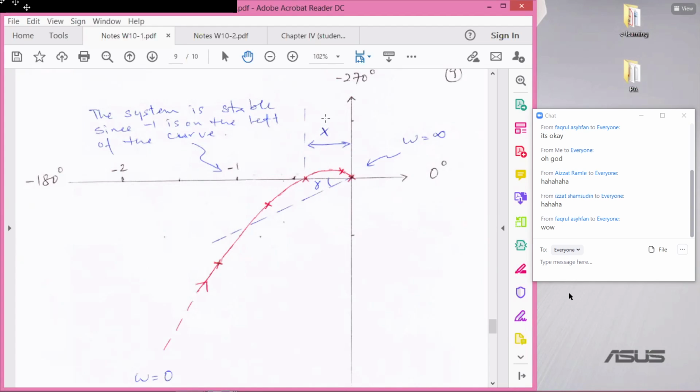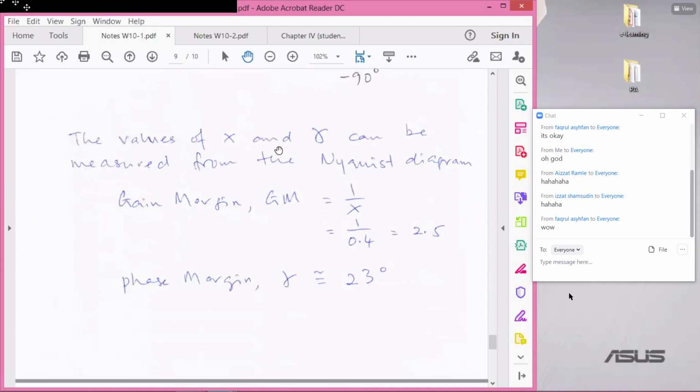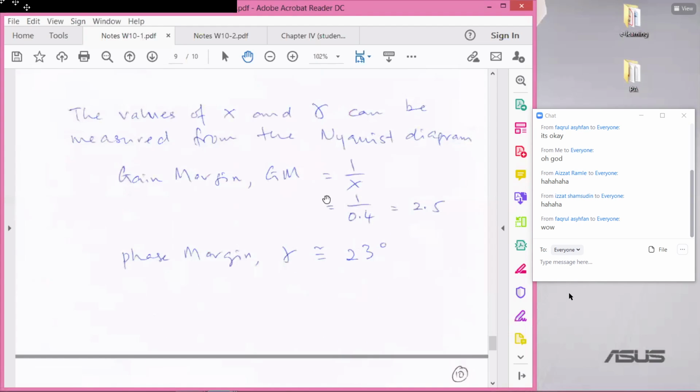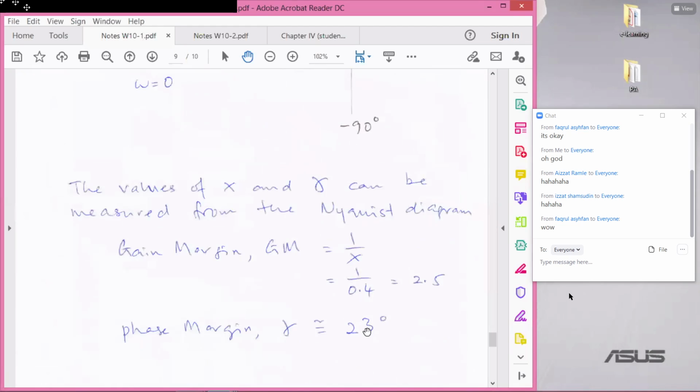You can also measure x to scale. So there is -1, there's 0.5. You can measure x, and then you can get the gain margin. The value of x and gamma can be measured from the diagram. Roughly here, I get x equal to 0.4, and then you get the gain margin of 2.5. The phase margin, when I measure that, is approximately 23.